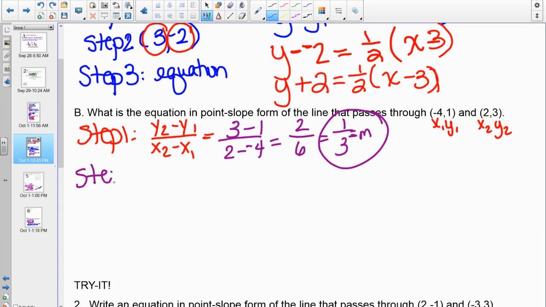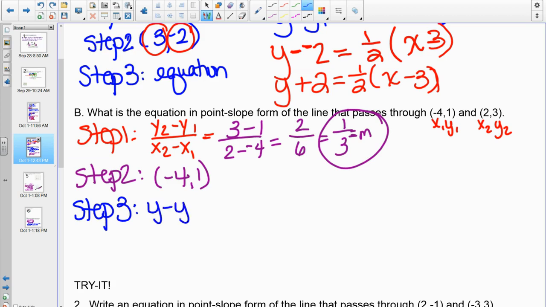Step 2, pick a point. I don't care. Any of the points, I'll just pick the first one since it's right there. I just kind of like to pick the first one because it's already named x1, y1, but it doesn't matter. So step 3 is to plug it in. So I can write the equation again: y minus y1 equals m times x minus x1. As many times as I've said that, you will get really used to saying it out loud.